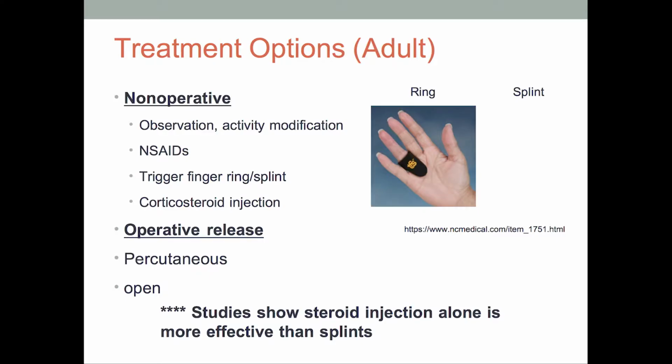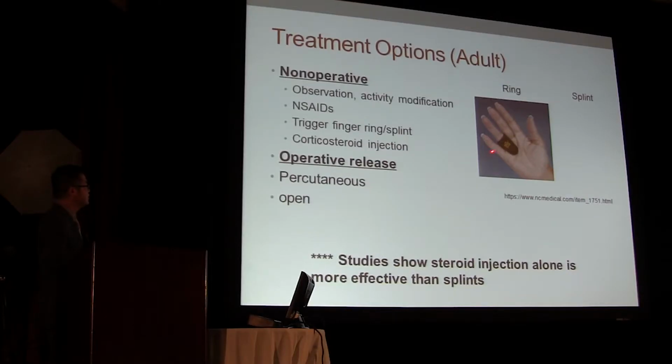So, non-operative options in adults. You could just watch it. Some people hate needles. They say, I just want to know what it is, and they try some NSAIDs. They may get better. There's this trigger finger ring or splint. Like I said, studies show steroid injection alone is more effective than the splints. But some people wear the splints, and what it does is help you not flex your MP joint. So you could use it if you want for your patients.